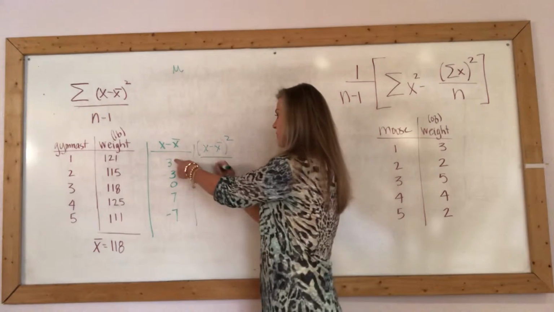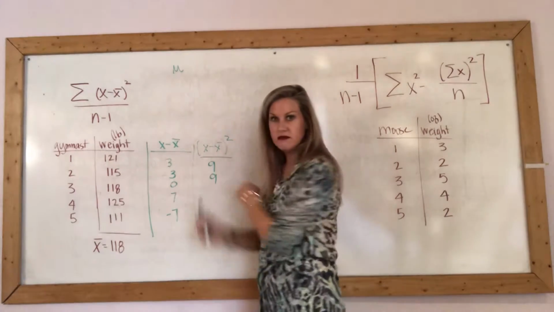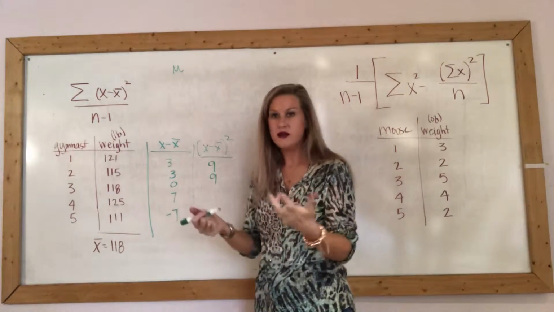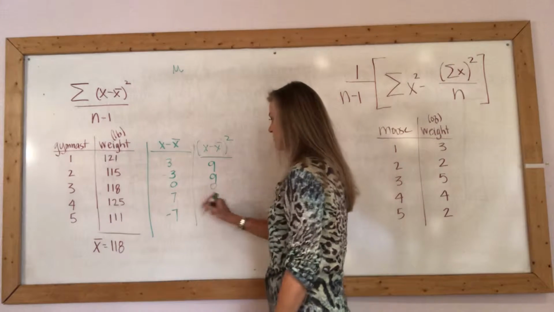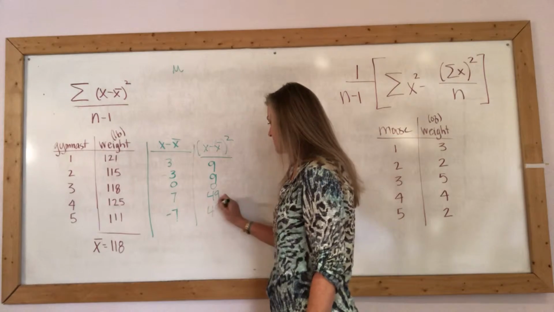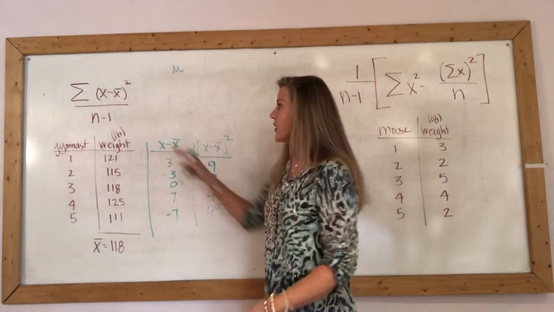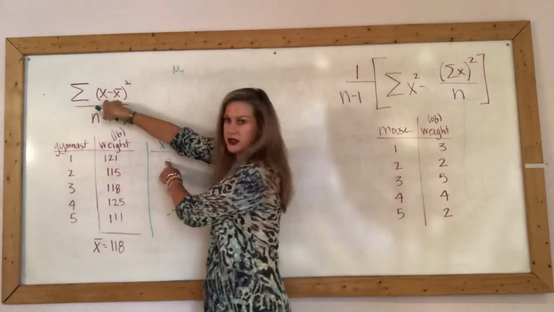Okay, 3 squared is 9. Negative 3 squared is 9. Negative 3 times negative 3, positive 9. 0 squared is 0. 7 squared is 49. Negative 7 squared is 49. Easy enough. So I did this part, my parentheses.